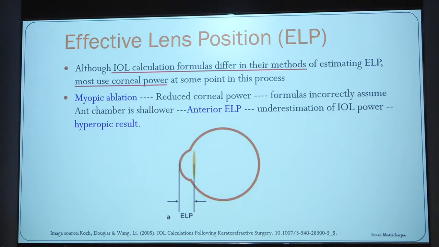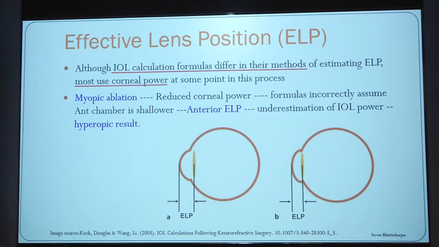Now, the IOL calculation formula may differ in whatever way, but they do use the corneal power in assessing the ELP at some point in the formula. So if you have a myopic ablation, the formula incorrectly assumes that the anterior chamber is shallow, so you have an anterior ELP and underestimation of the power, and you have a hyperopic result.